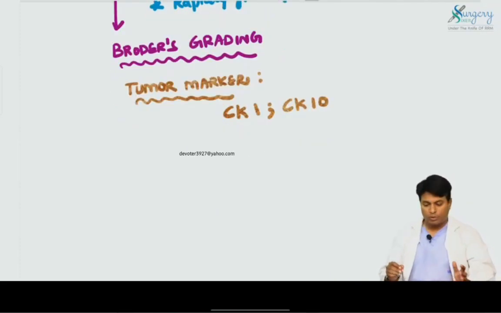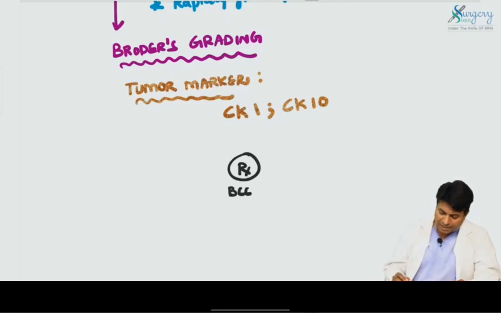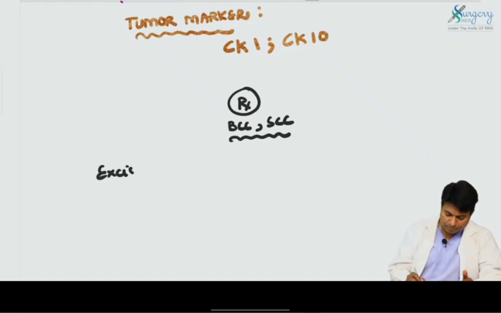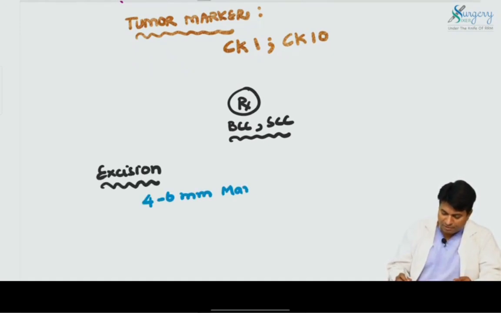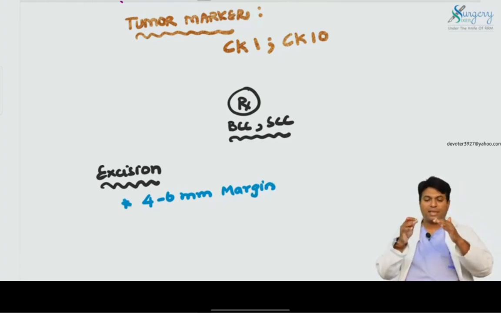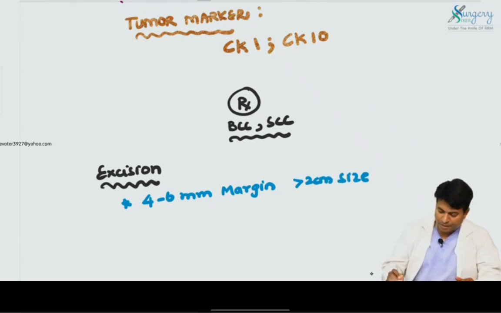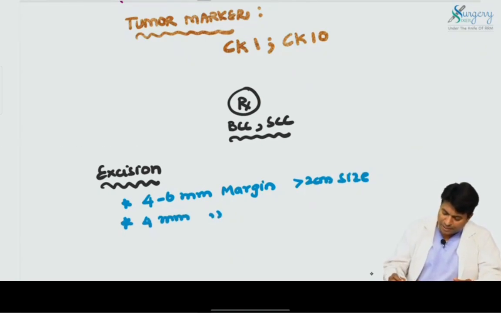And finally, when you come to the treatment of basal cell cancer as well as squamous cell cancer of skin, the treatment for both is excision. The ideal margin given for squamous cell cancer and basal cell cancer is 4 to 6 millimeter margin on all sides for lesions more than 2 centimeter in size. Just a 4 millimeter margin is enough for lesions less than 2 centimeter in size.